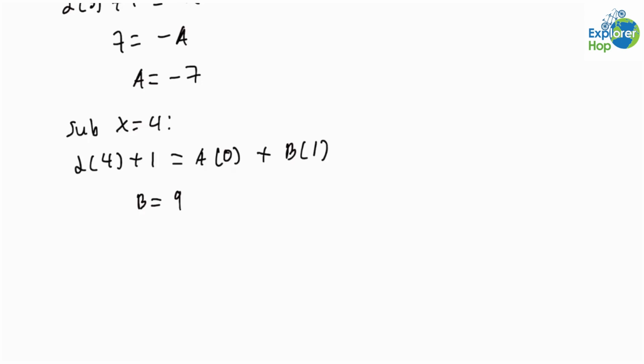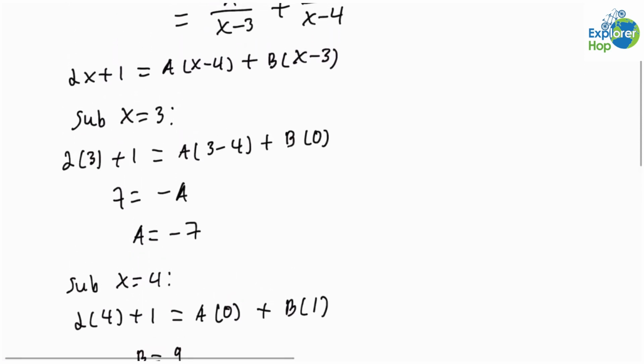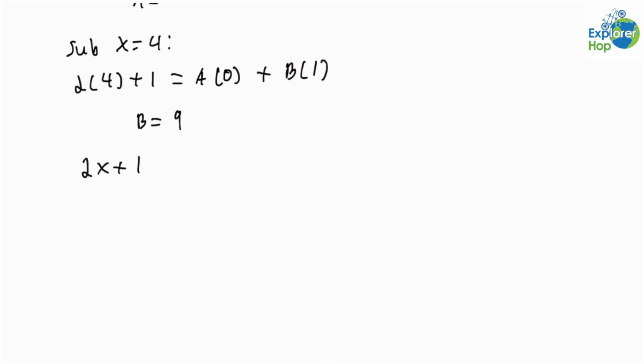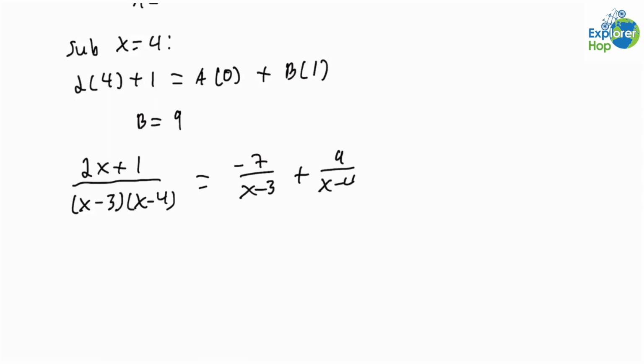And subbing A equals negative 7 and B equals 9 back in, we get that 2x plus 1 over x minus 3 times x minus 4 is equal to negative 7 over x minus 3 plus 9 over x minus 4. And this gives us the partial fraction decomposition of our rational function. Now we can go ahead and integrate our function.